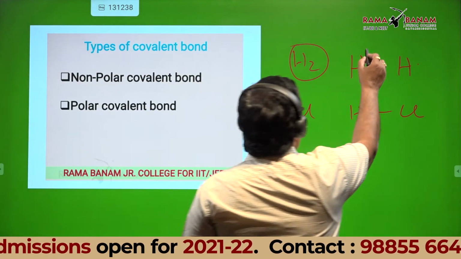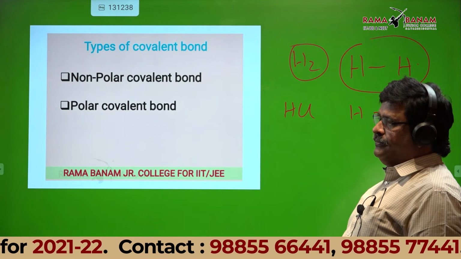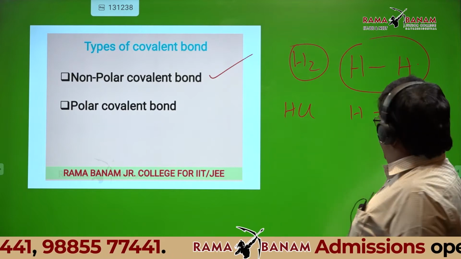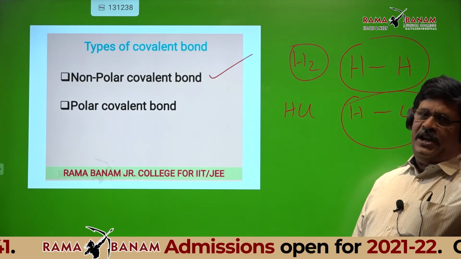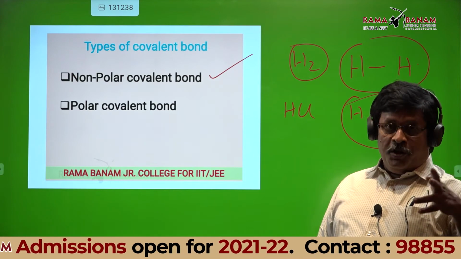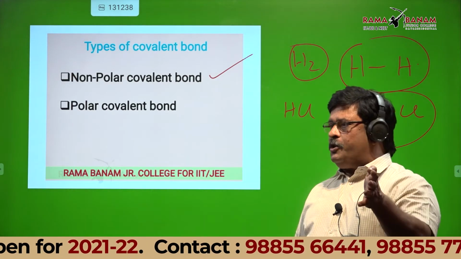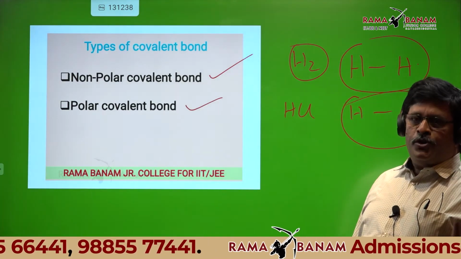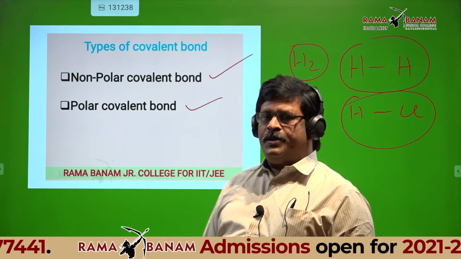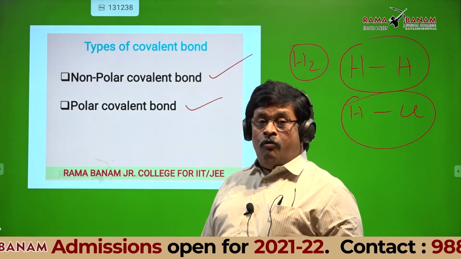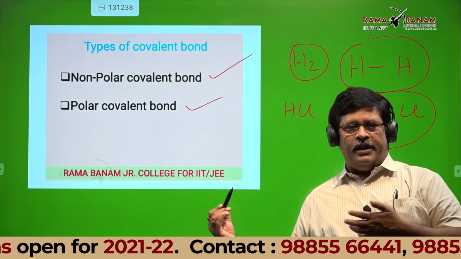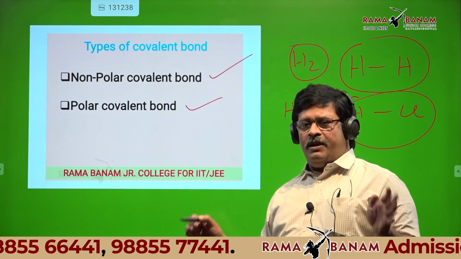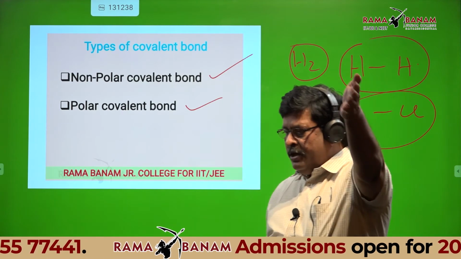If the covalent bond is between two identical atoms, that is called a non-polar covalent bond. If a covalent bond is between two different atoms, it should first of all be a covalent bond, and that should be between two different atoms, then the bond is called a polar covalent bond. So covalent bond is of two types: non-polar covalent bond and polar covalent bond. What is meant by non-polar? What is meant by polar? That we will discuss in the next slide. Right now, just write the names of the types of covalent bonds.